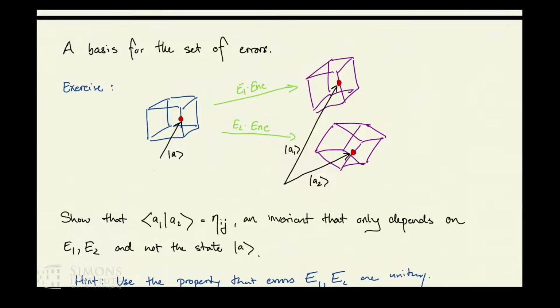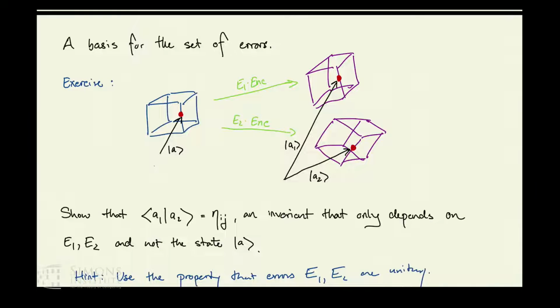So to be clear, two orange vertices could be the same vector when you encode after the error? No, we'll actually show that if they map to the same thing, then those two errors were identical, at least acting on that vector. Yeah.